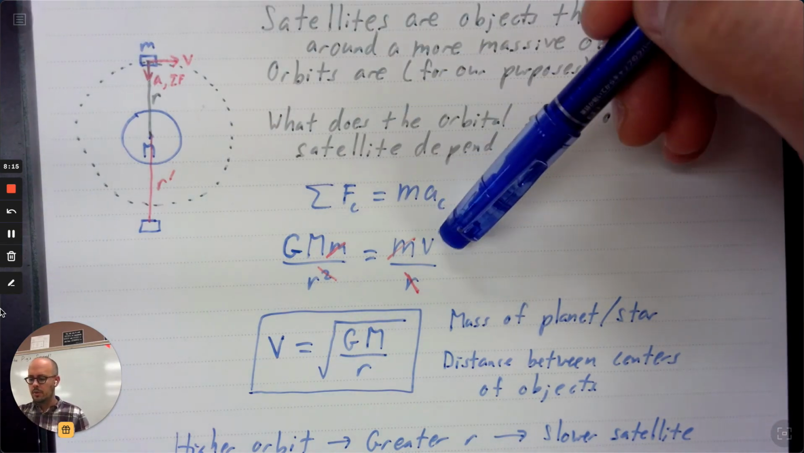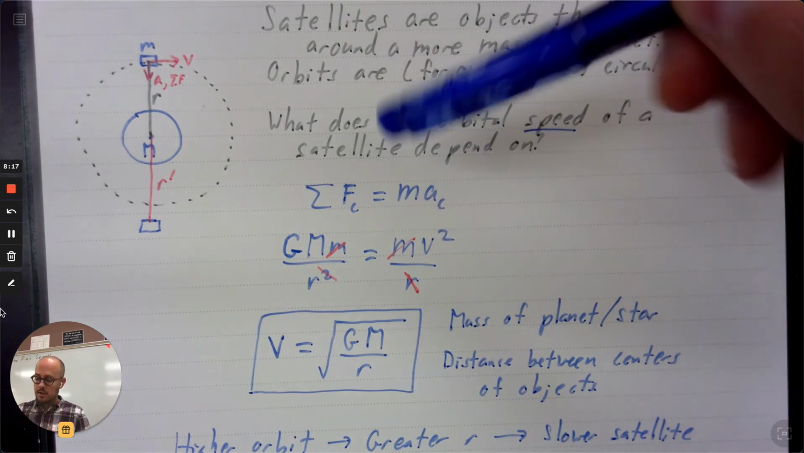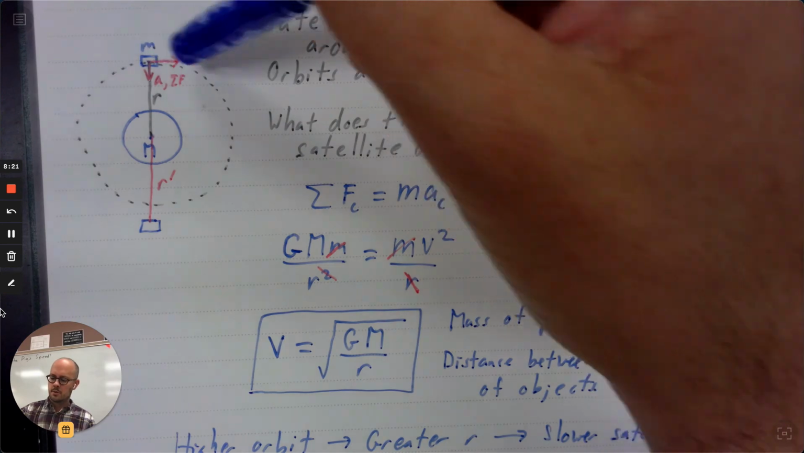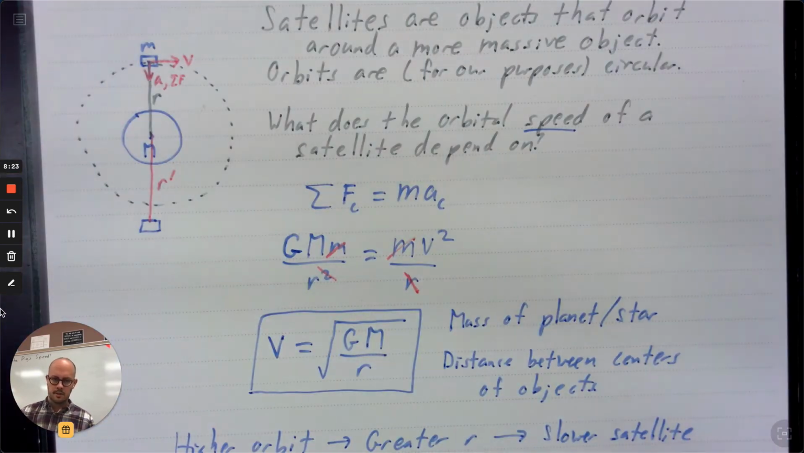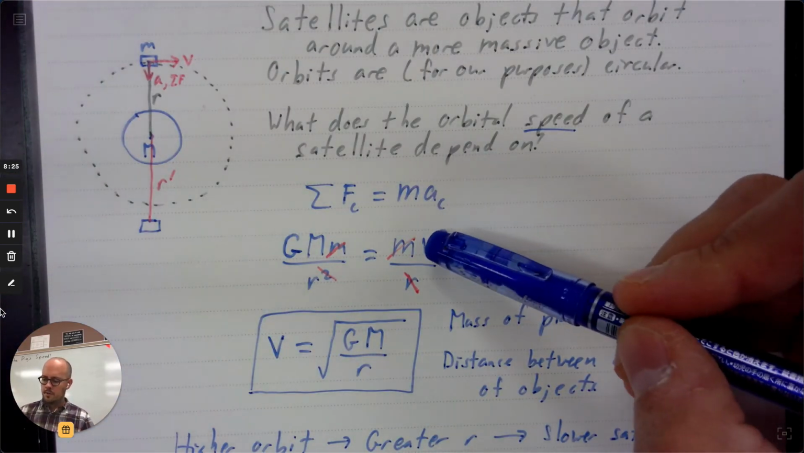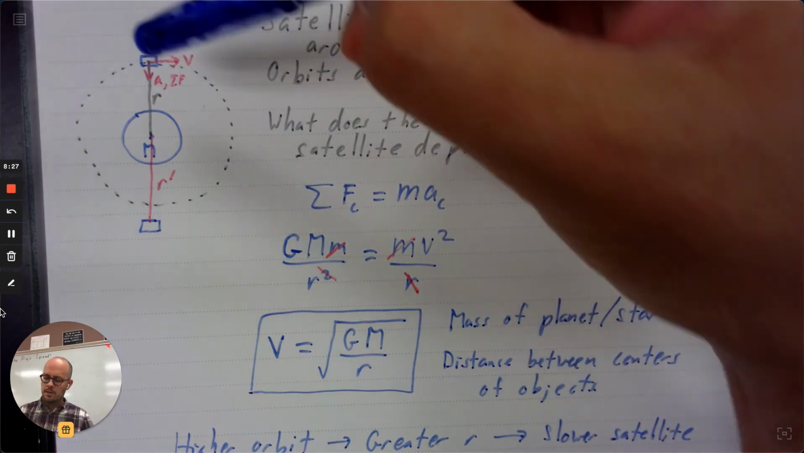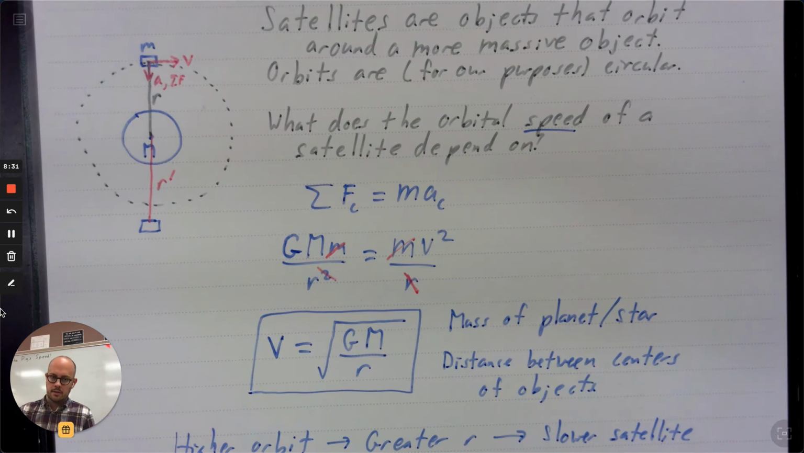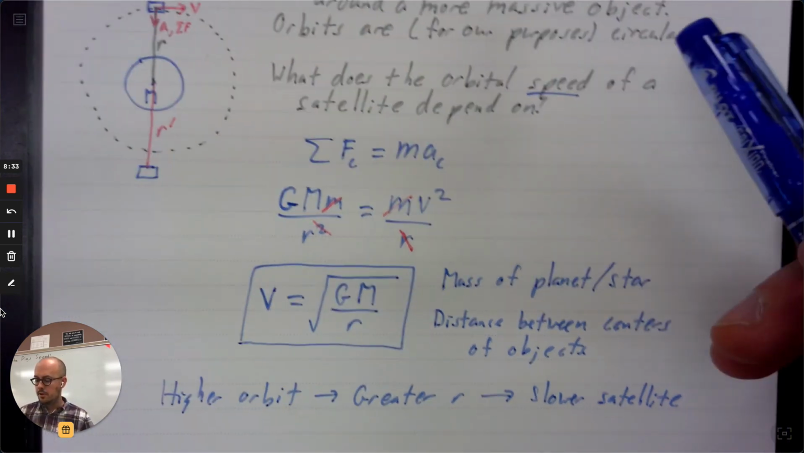So if you have a v that's greater than necessary, then the object is going to start to spiral outward and eventually completely escape orbit. If you have a speed that is too small, then the satellite would spiral inward to the planet, and it would hit the planet's atmosphere and burn up.